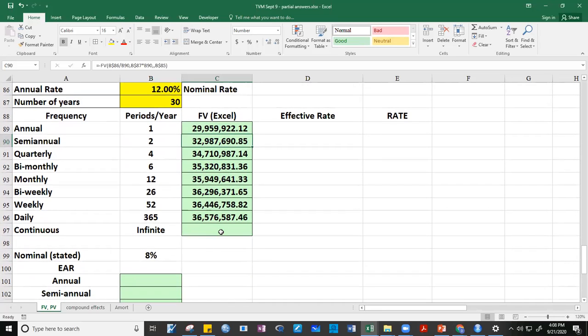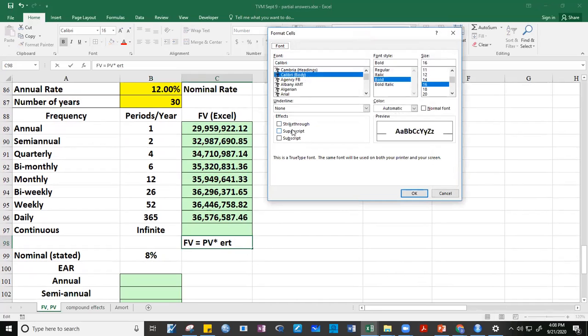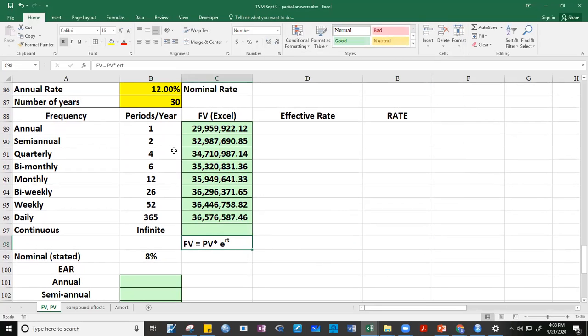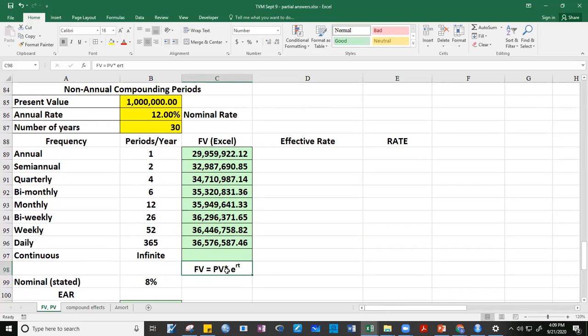Now, there's such a thing as infinite compounding. The formula is FV equals PV times e to the RT, with RT as a superscript. So when the compounding is infinite, the future value equals the present value times the exponential, multiplied by R. There's no separate T here, because RT uses T of 30 years.